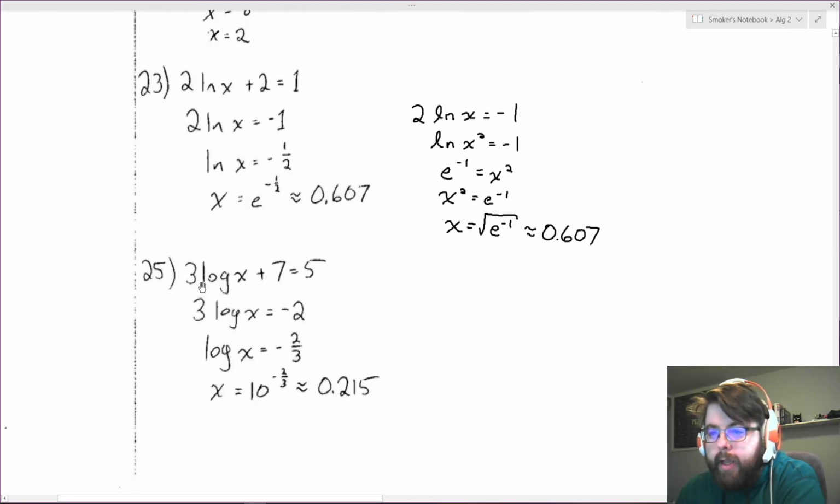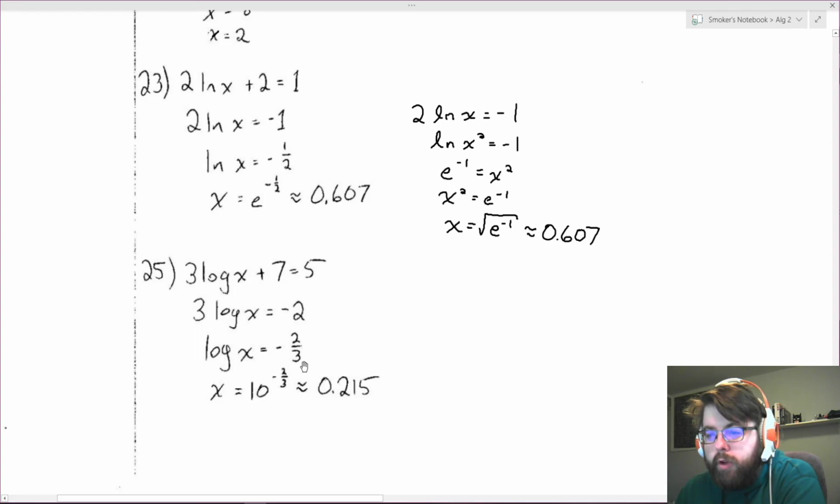So 3 times log base 10 of x plus 2 equals 0. Again, 1 log. It's not in standard form. I need to have a log equals a number. Log base something equals a number. So I'm going to subtract 2 from both sides. Divide both sides by 3.